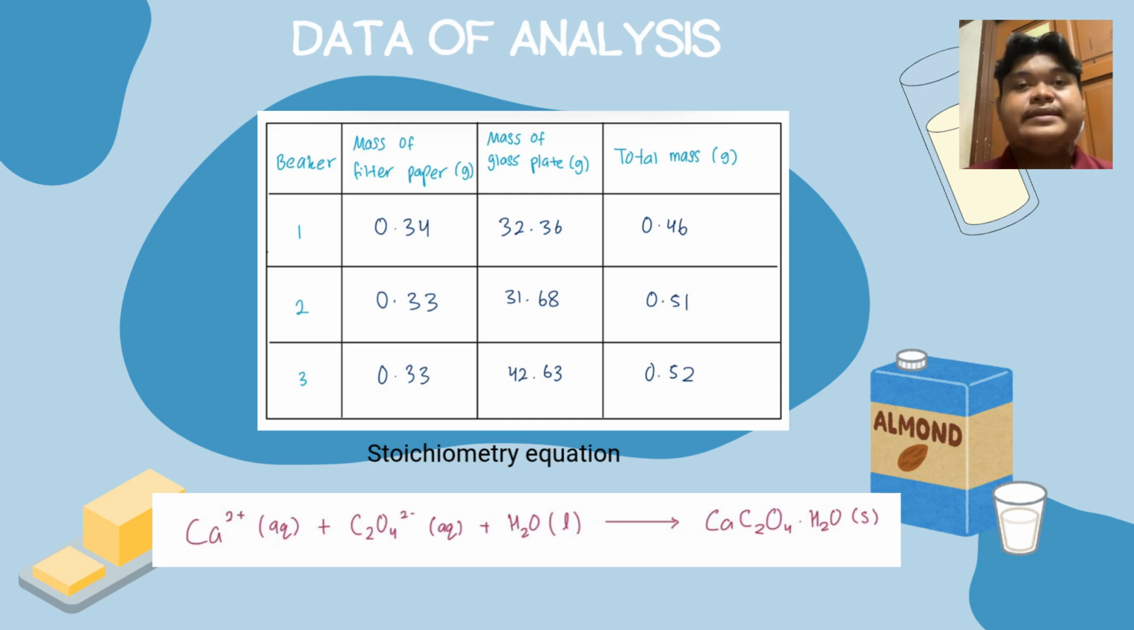For beaker 3, the mass of filter paper is 0.33 grams, the mass of glass plate is 42.63 grams, and the total mass is 0.52 grams. We then have the stoichiometry equation, which is Ca2+ (aq) plus C2O4 2- (aq) plus H2O (l), which then goes to CaC2O4·H2O (s), otherwise called calcium oxalate monohydrate.